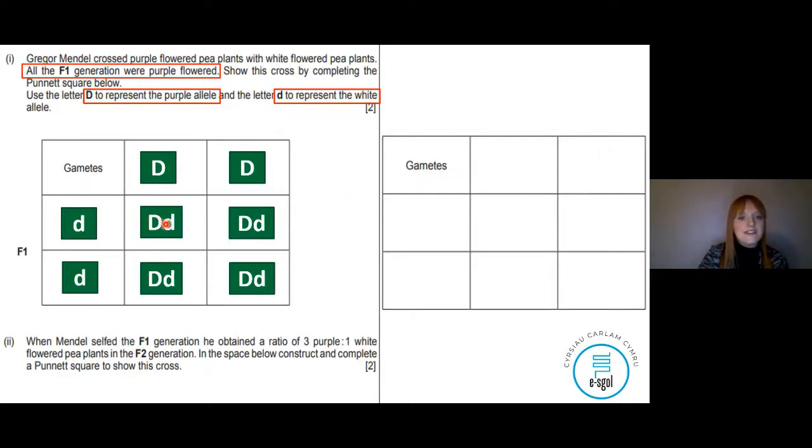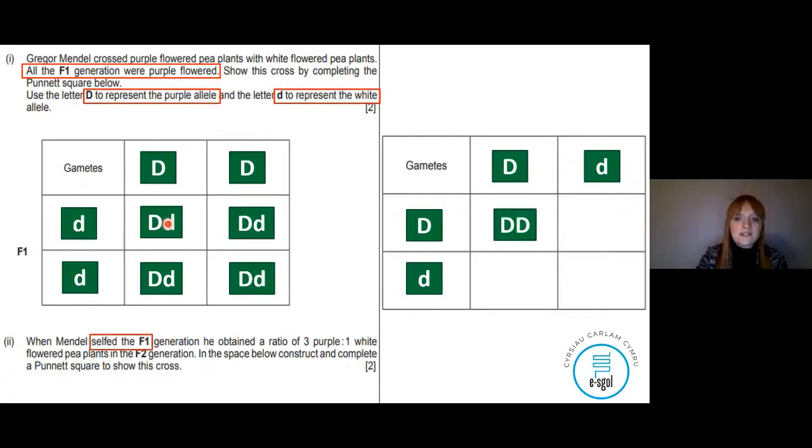So we're mating this with itself, so big D, small d with big D, small d. That gives us big D, big D, big D, small d, big D, small d, and then there it is, small d, small d. Here's the purple flower, purple flower, purple flower, and finally the white flower. For this question, it was worth 4 marks in an exam.